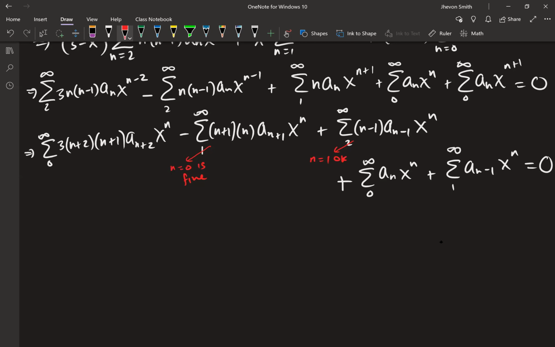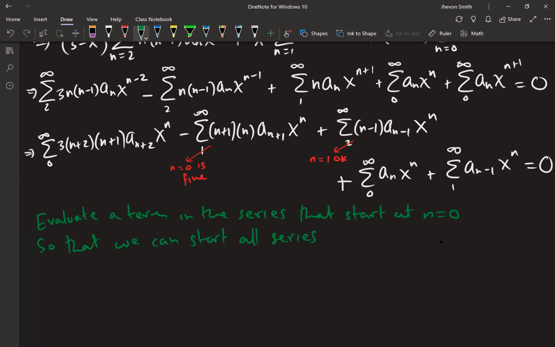The next thing is to get all these series to start at the same point, because remember, I want to actually combine these series. What I can do to combine the series is evaluate terms. This goes to a step that we previously have never used before. Evaluate a term in the series that start at n equals 0, so that we can start all series at n equals 1. So that's what we're going to do.